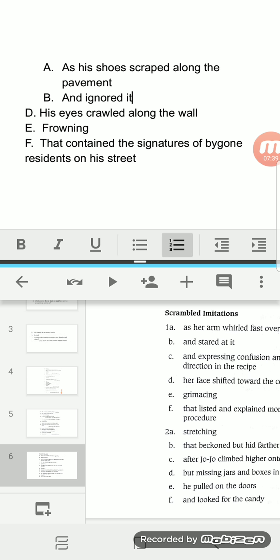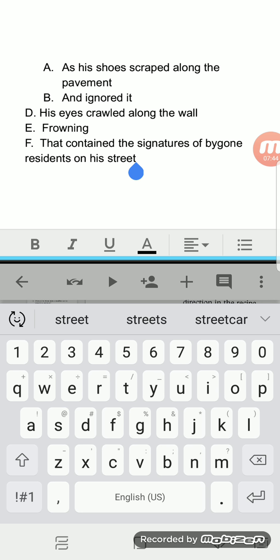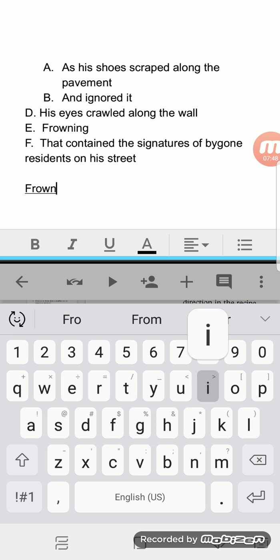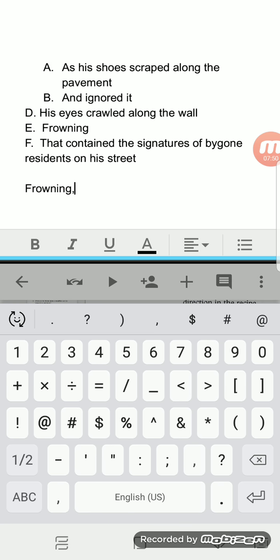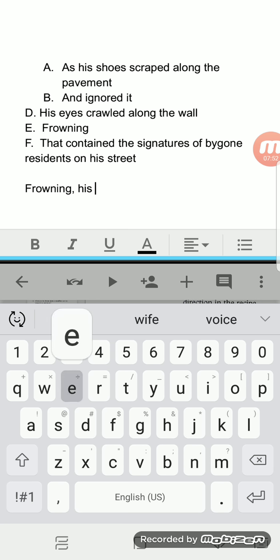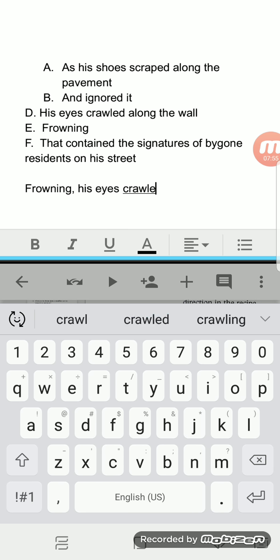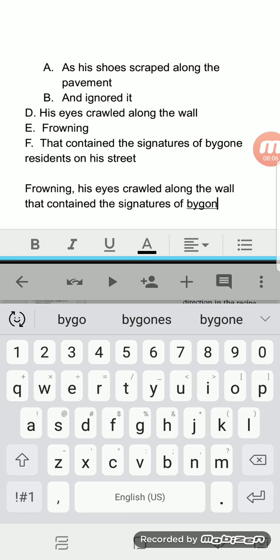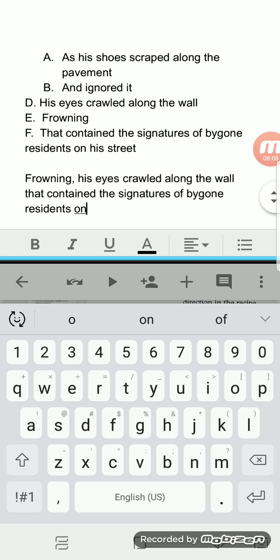Okay, so we have all the parts, right? Now, how would I put all these things together? Let's see. Frowning, whoop. His eyes crawled along the wall that contained the signatures of bygone residents on his street.